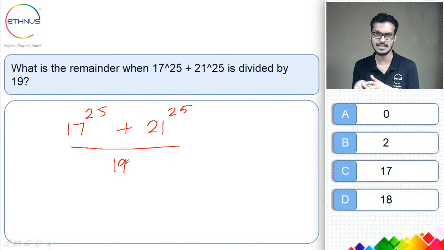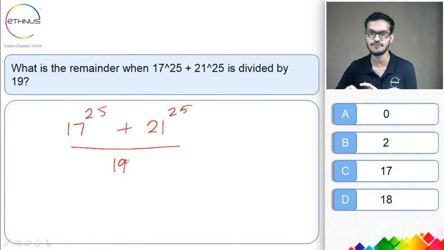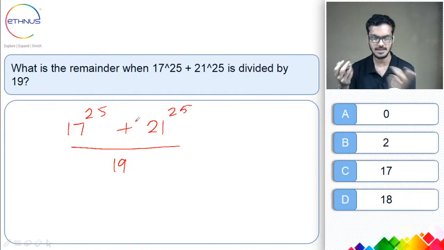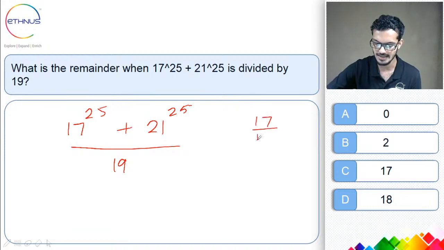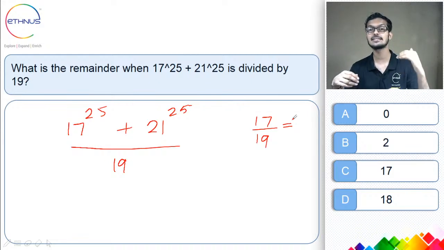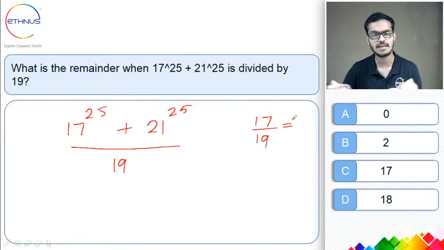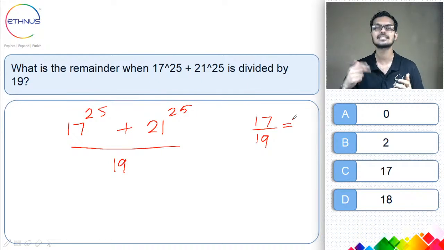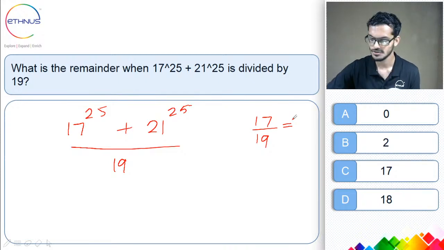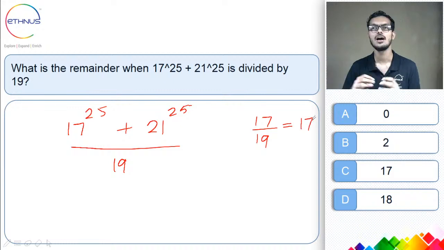So I'm going to do the same thing here. First, I'll take 17 to the power of 25 and then divide it by 19. 17 to the power of 25 divided by 19 sounds a little bit difficult, but the first step that you can use here is to just divide 17 by 19 and see what remainder you get. 17 is smaller than 19. Whenever the dividend is smaller than the divisor, the dividend itself is the remainder. So 17 by 19, the remainder is 17. But here, if I take 17, it is one and the same, right?